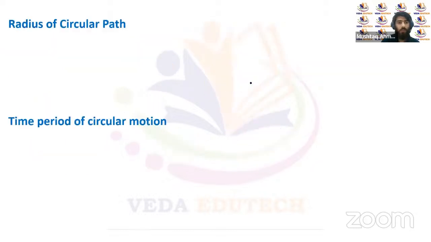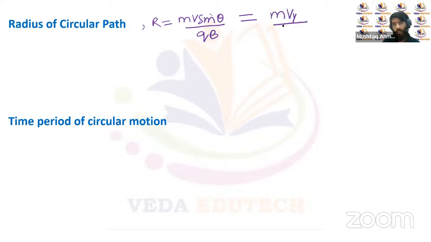Now radius of circular path, right? We calculate the radius of the circular path as well. Radius of circular path, it was equal to r is equal to mv sin theta upon qB, right? So this is how we can calculate the radius of helical path, or we can write it concretely as m vy upon qB, where vy is the vertical component of velocity. So this will be the radius of that circular path.